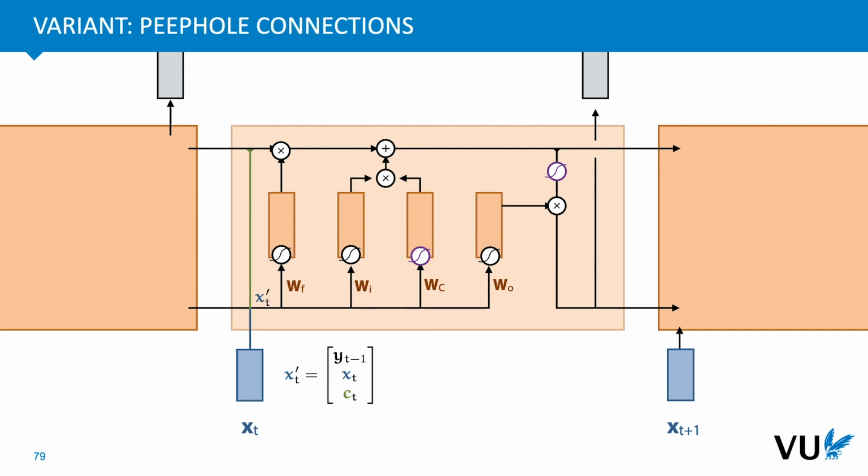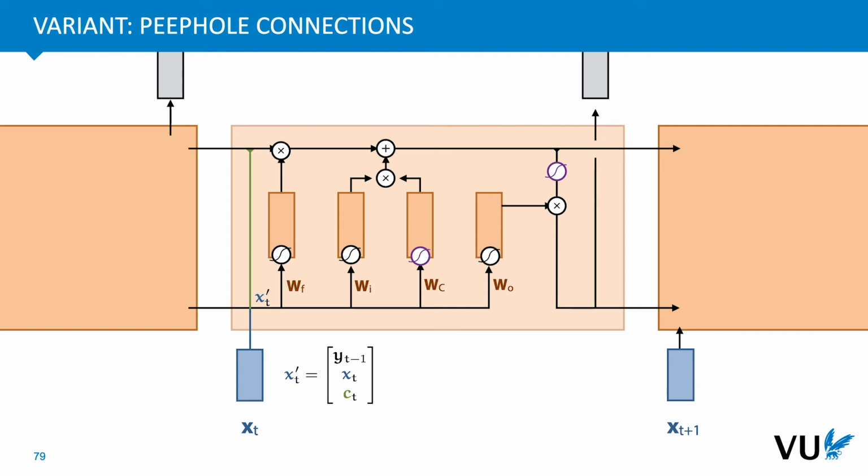The simplest way to do that is to simply concatenate it in this early concatenation where we create x prime. We simply add it to the concatenation so that x prime is now a concatenation of 3 vectors: the previous output y_{t-1}, the current input x_t, and the current value of the conveyor belt c_t.